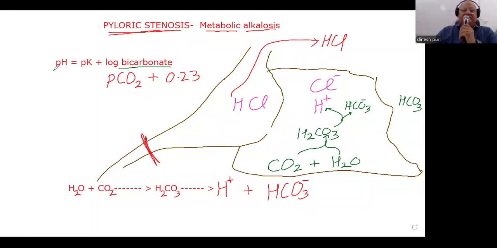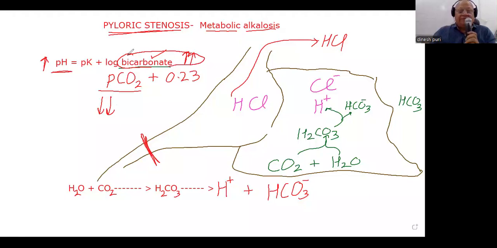Now, as we had seen in the previous class, alkalosis would mean increase in the pH. And it is called metabolic when the bicarbonate concentration would rise. You see, this pH can rise in two conditions. Either the numerator, that is bicarbonate, rises, or the denominator, that is partial pressure of carbon dioxide, falls. So we call it metabolic alkalosis when the bicarbonate concentration would rise.